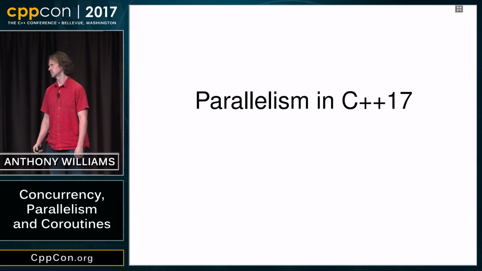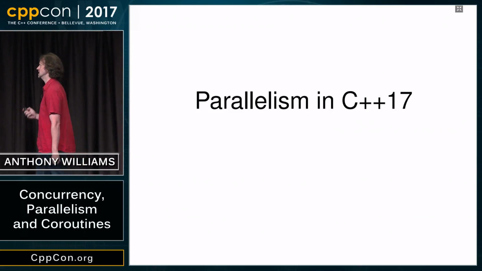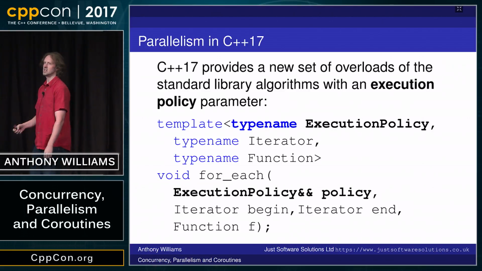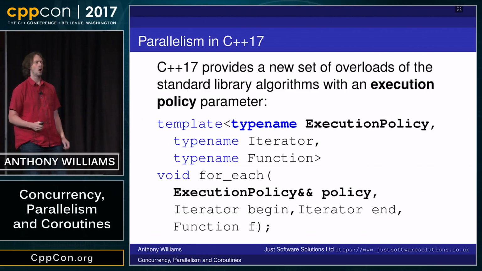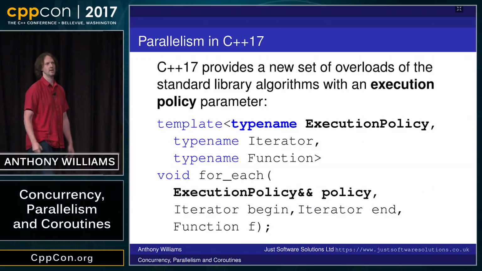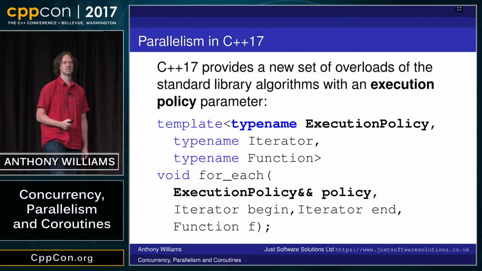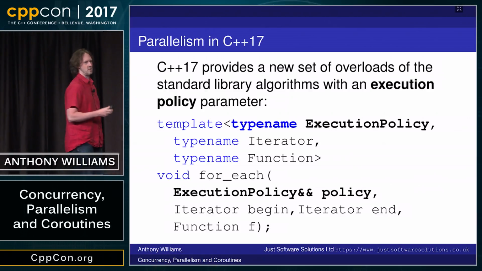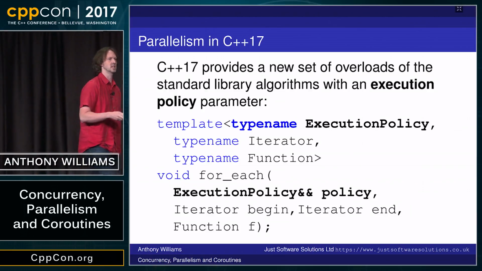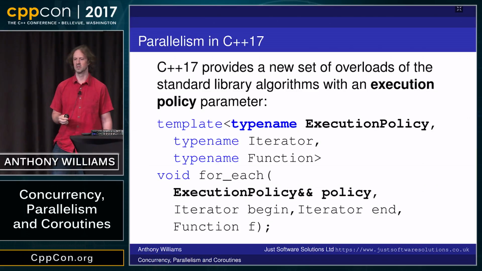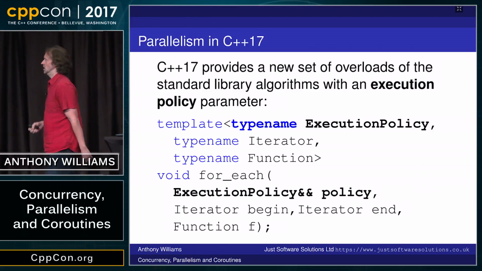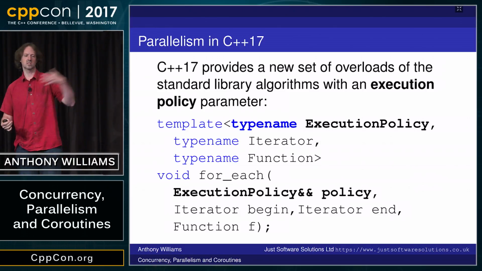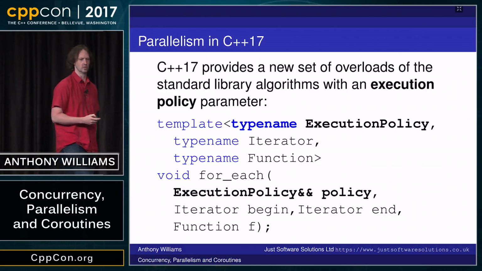So, parallelism in C++17. C++17 provides us with a whole new set of overloads for just about every single one of the standard library algorithms. We have a new first parameter. This is a magic execution policy. So, for each, you have execution policy, and then obviously your begin and end iterators and the function that you're trying to pass on.